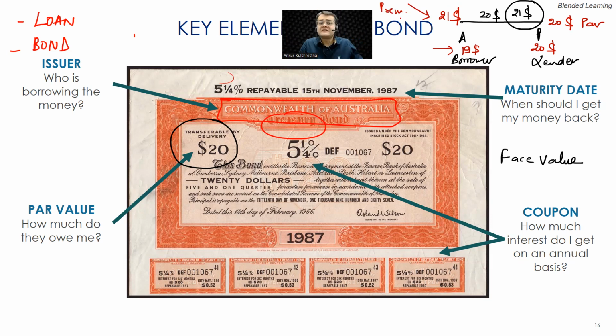Obviously, a premium bond is more expensive to buy for the investor. It is advantageous to the borrower. So these are the nuances that we are going to discuss in the class, okay? So on and so forth.